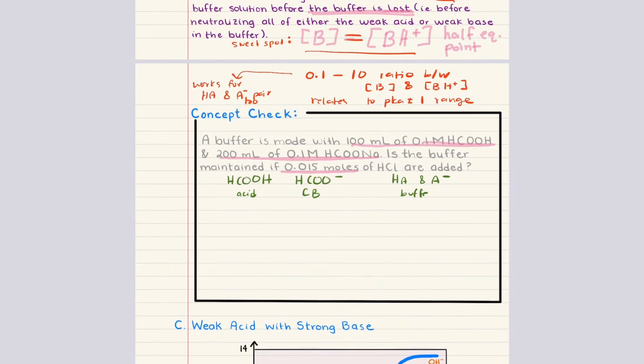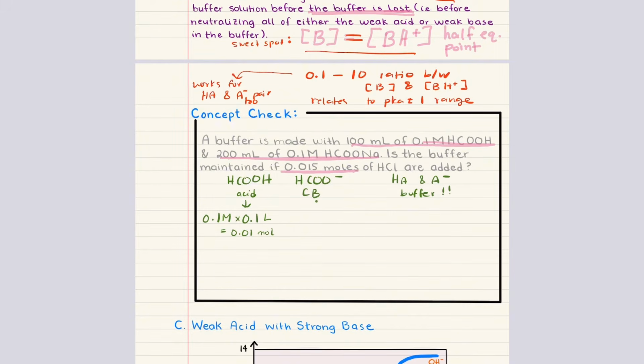Next, we want to count the moles that are present before any hydrochloric acid is added. So we're going to calculate moles by taking molarity and multiplying by volume, with volume being in liters. So for formic acid, we have 0.1 moles per liter. We're going to multiply that by the volume, which is 0.1 liters. That gets us 0.01 moles.